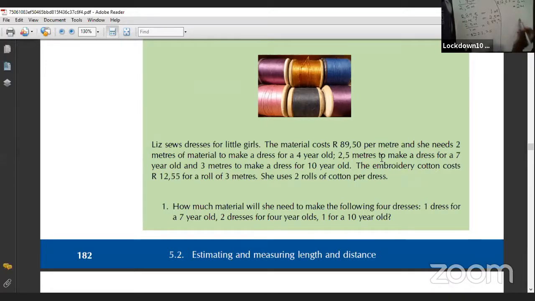Okay? 2 meters. What are we saying? We're saying 3 meters is equal to 12.55. What is 2 meters? I would expect the cost of 2 meters to be less than the cost of 3 meters. So what does the rule say about having less amount? It says when you have less amount, you say a smaller number over a bigger number multiplied by 12.55.